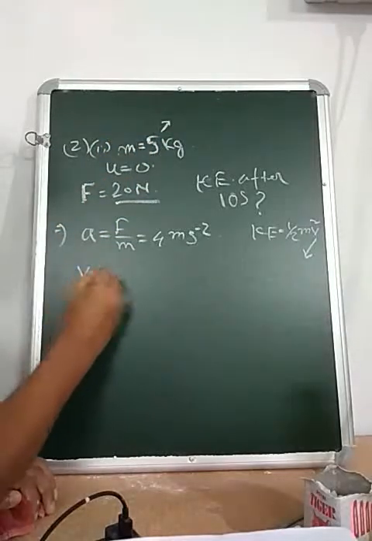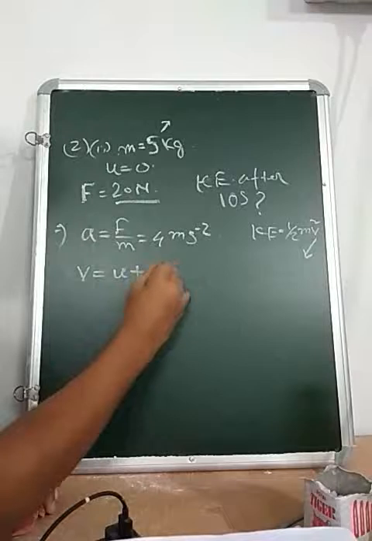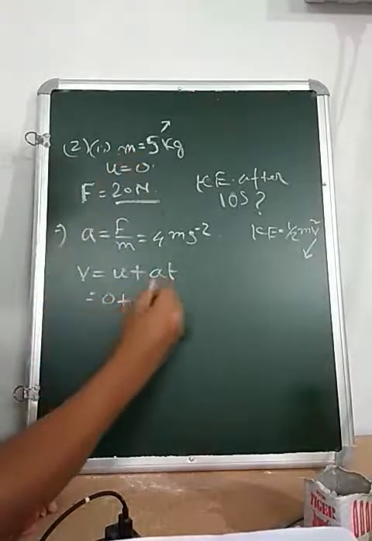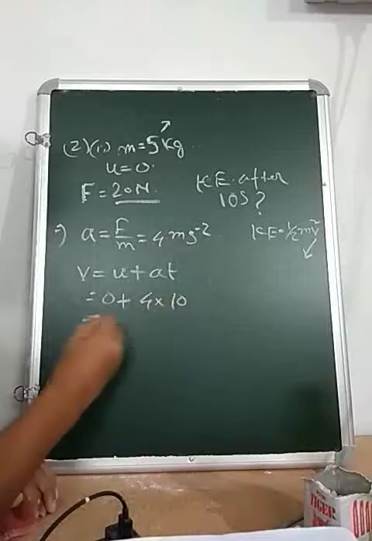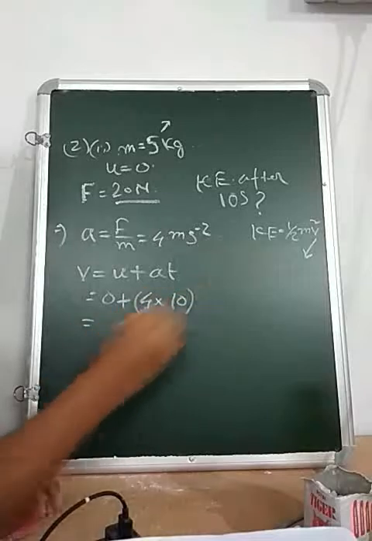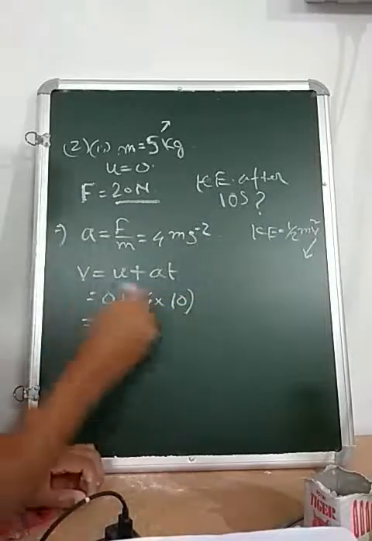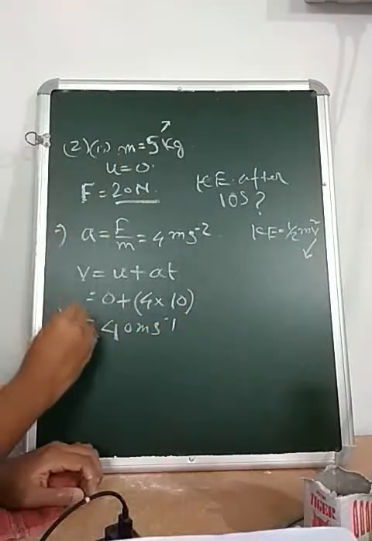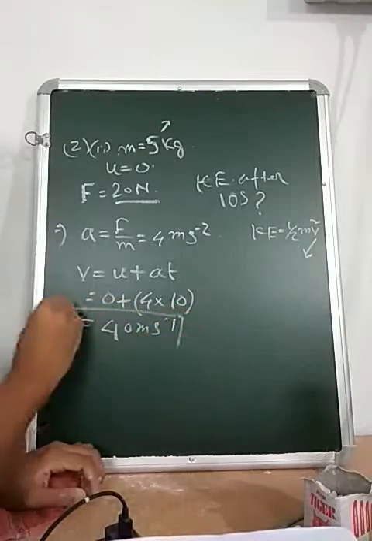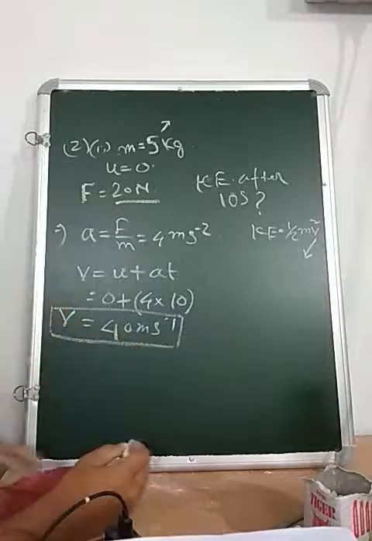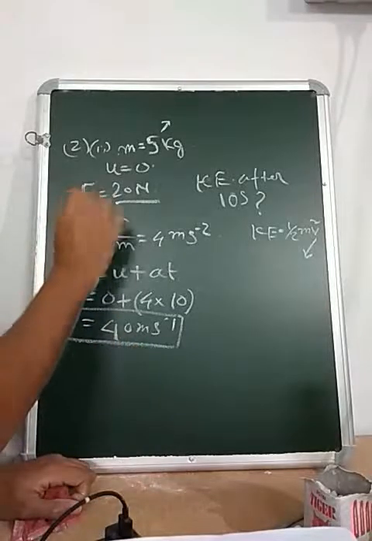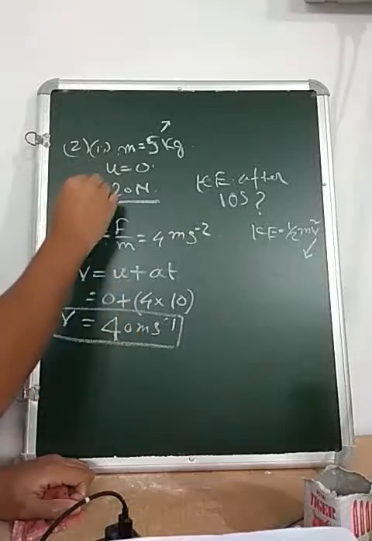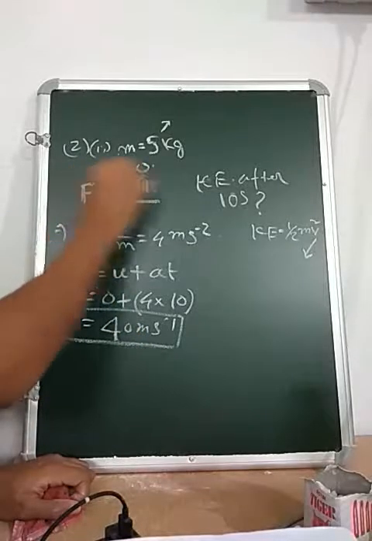So what will be the velocity? From the relation v is equal to u plus at. U, the initial velocity, is 0, acceleration is 4 and time is 10 seconds. So what is the velocity of the object at 10 seconds? It is 40 meter per second. This is the velocity of the object at 10 seconds upon application of this force.